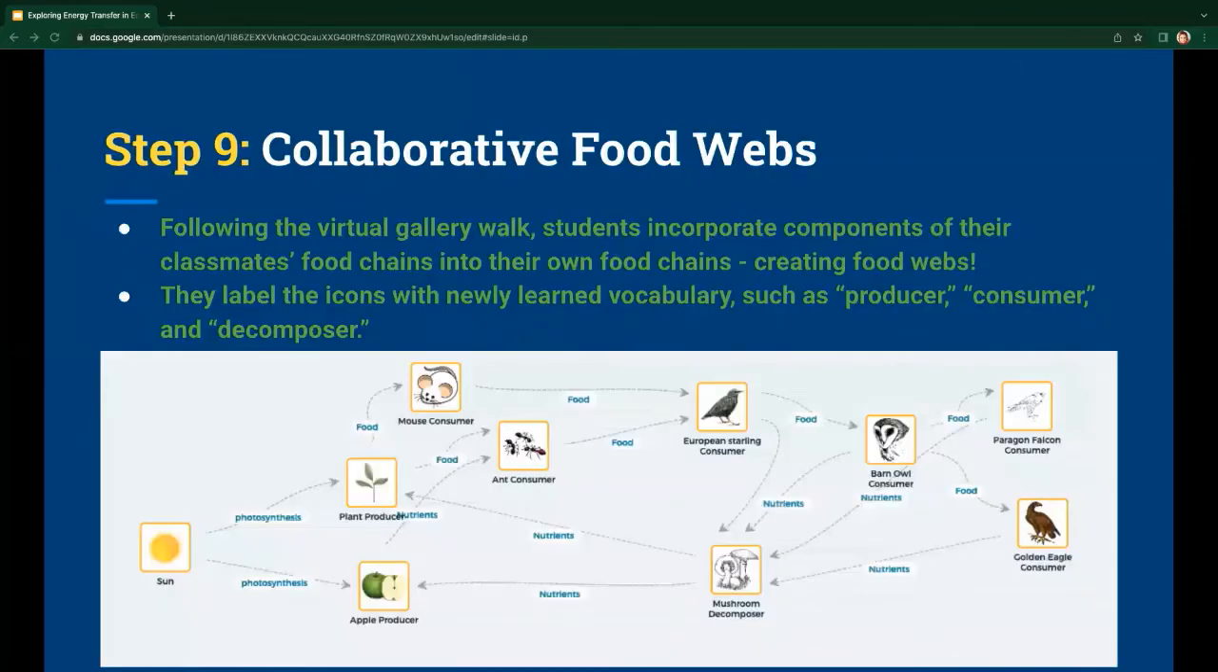Following the virtual gallery walk, students are challenged to transform their food chains into food webs by adding components of other students' food chains to their diagrams on Sage Modeler. This student successfully added components of other food chains to her diagram, creating a food web. This student also added newly learned vocabulary to the diagram, such as producer, consumer, and decomposer.